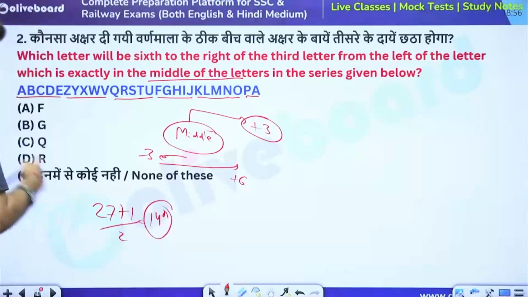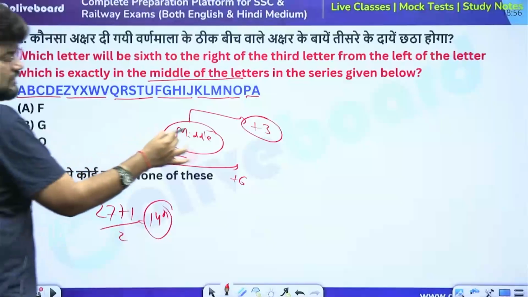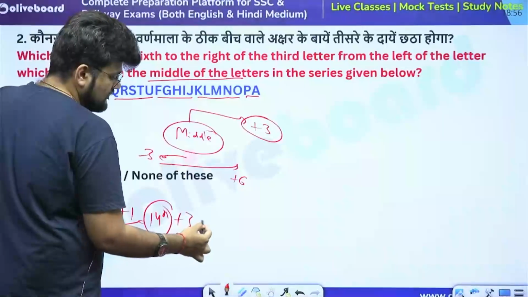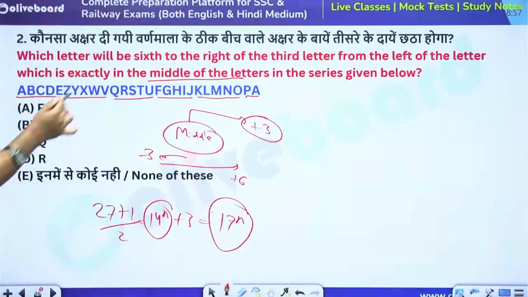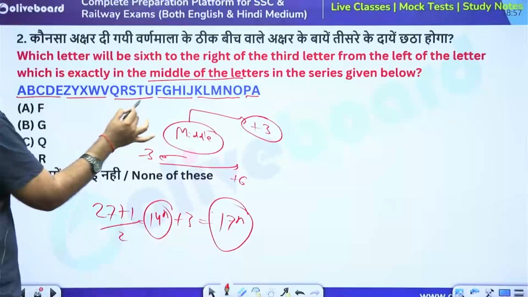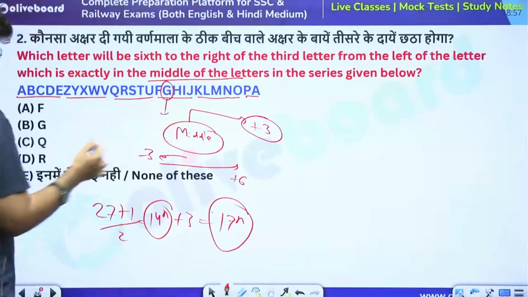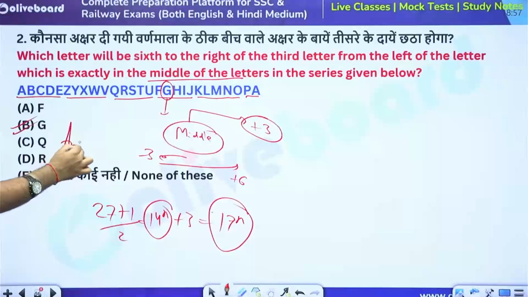Now, 14th letter is your middle letter. We don't need that. We need middle plus 3. So, 14 plus 3 will give me 17th letter. I am straight away looking for the 17th letter here. So, 5, 10, 15, 16, 17. Option G is my correct answer.